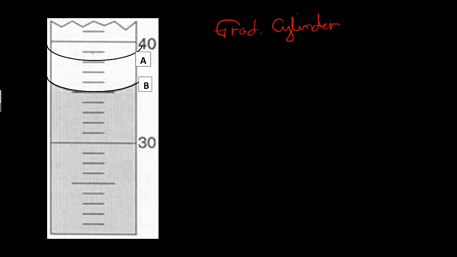So the first thing you're going to do is find out what each one of these markings is worth. So we're going to take the bigger number minus the smaller number and divide that by the number of markings in between. So 1, 2, 3, 4, 5, 6, 7, 8, 9, 10. So that is 40 minus 30 is 10. 10 divided by 10 is 1. So each one of those is worth 1 mil. And it doesn't say it on here, but these are milliliters. We also call them mils.